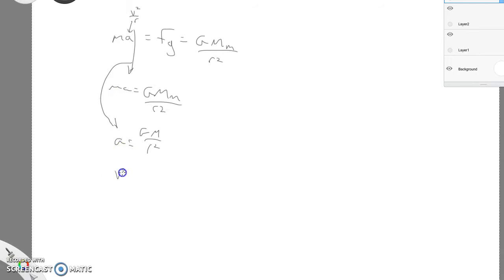Okay, so that v squared over r is equal to capital G, capital M over r squared. So what that means is that the velocity for an object with a circular orbit is going to be equal to the square root of G times M over r.